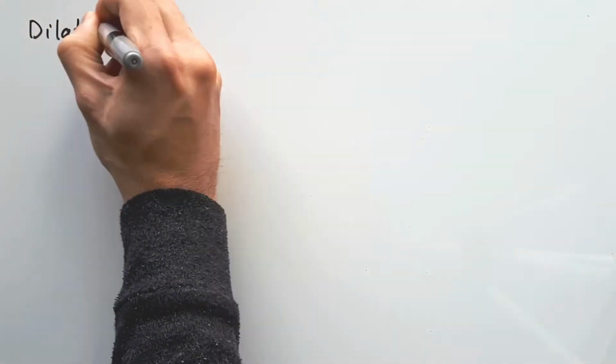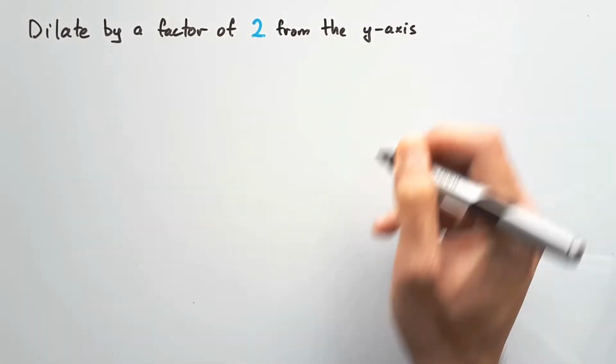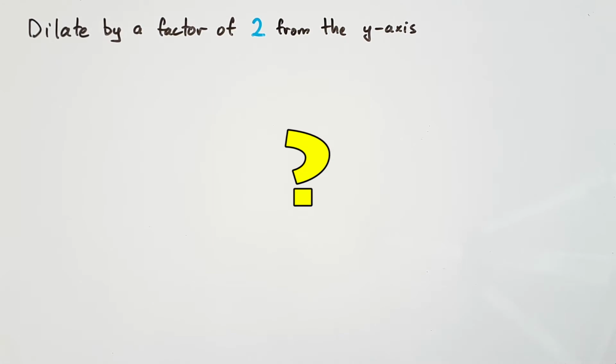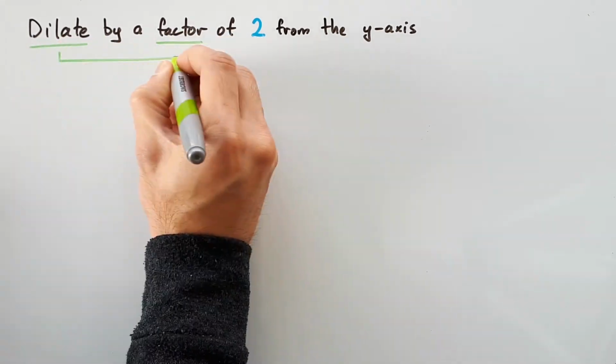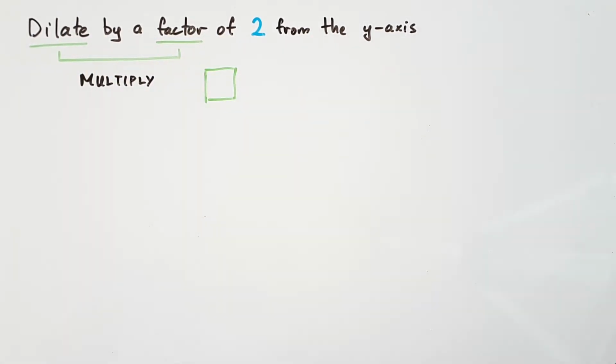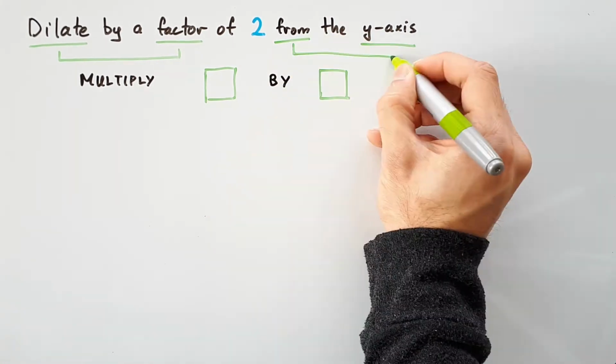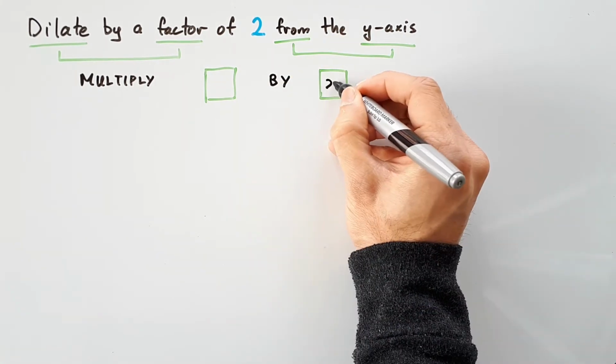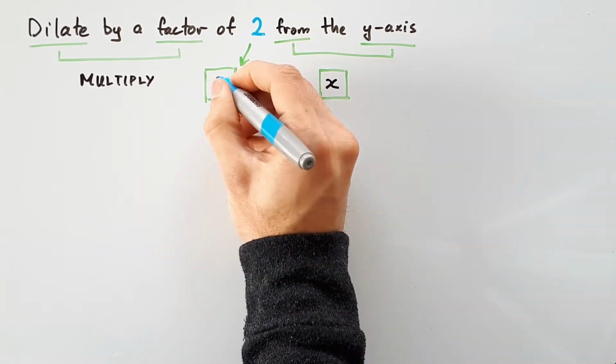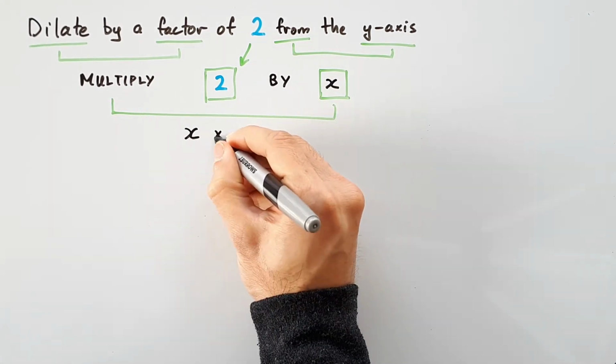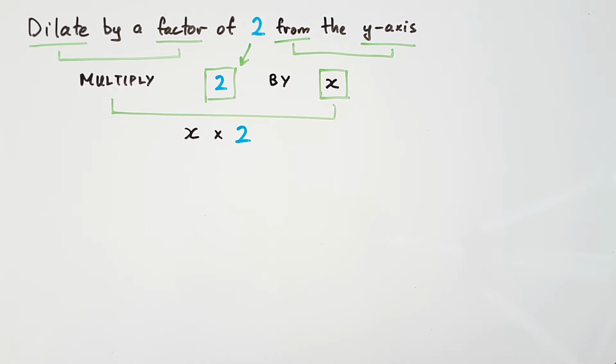First up, we're going to dilate by a factor of 2 from the y-axis. But what does this even mean? There are 4 keywords we must take note of. Dilate and factor means to multiply something by something else. From the y-axis means we're affecting the x values. Since the factor is 2, we are multiplying all the x values by 2.